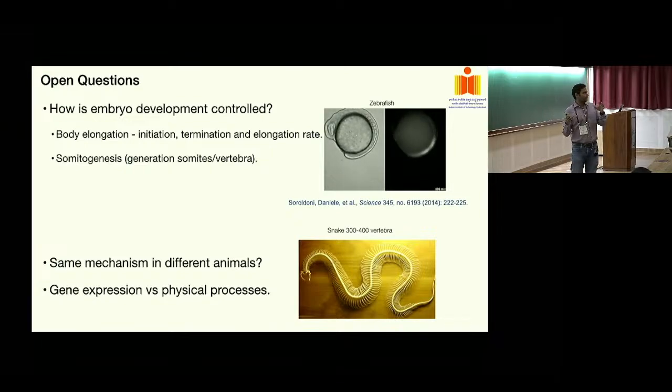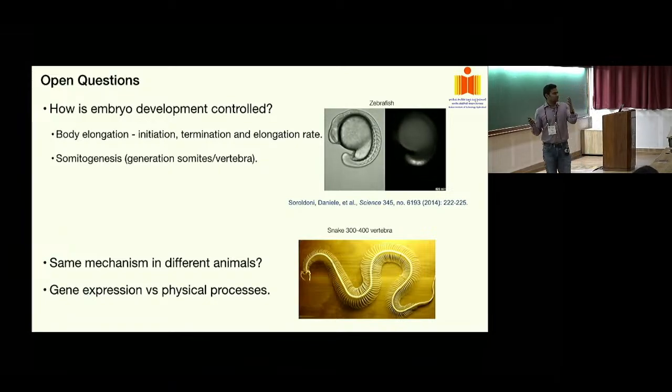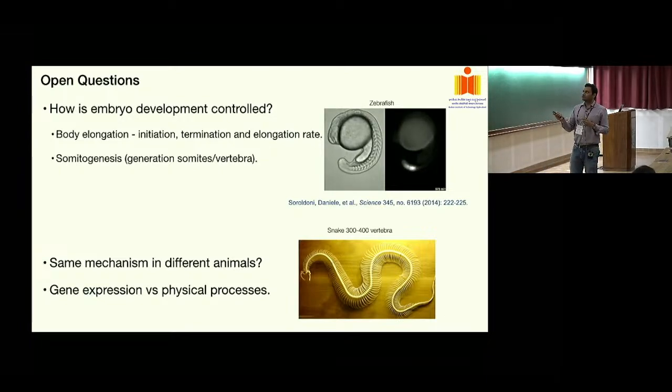How does it terminate once the elongation starts to happen? And what leads to the steady state? How can one reach that? These are the questions related to body elongation, how it elongates. The second question is somitogenesis, these small structures which appear, like this skeleton of a snake. These structures are known as somites.